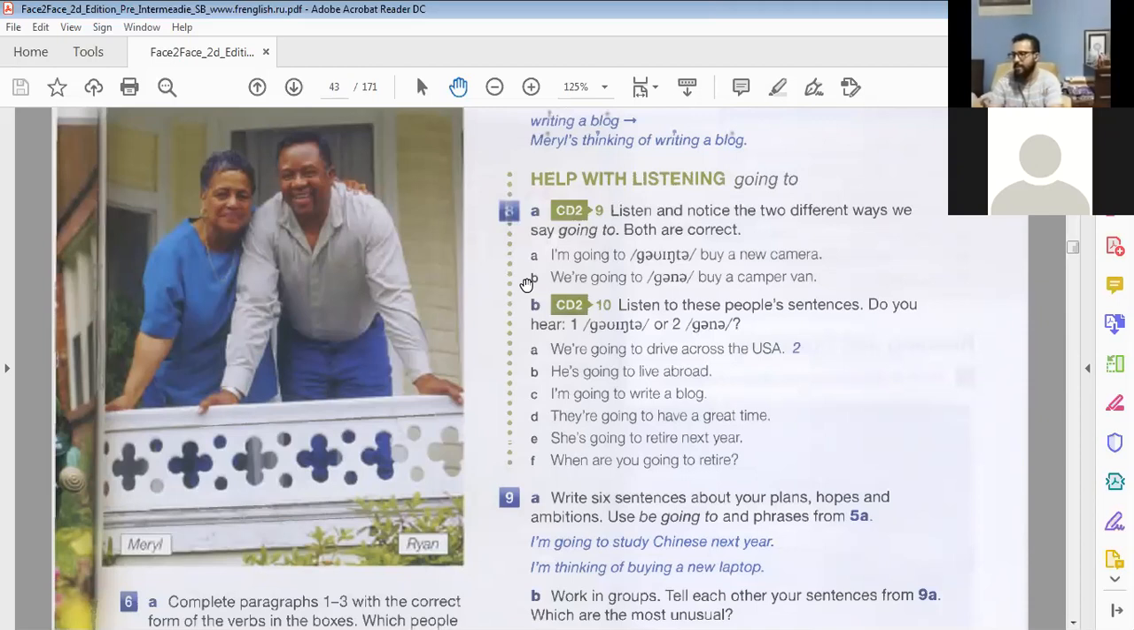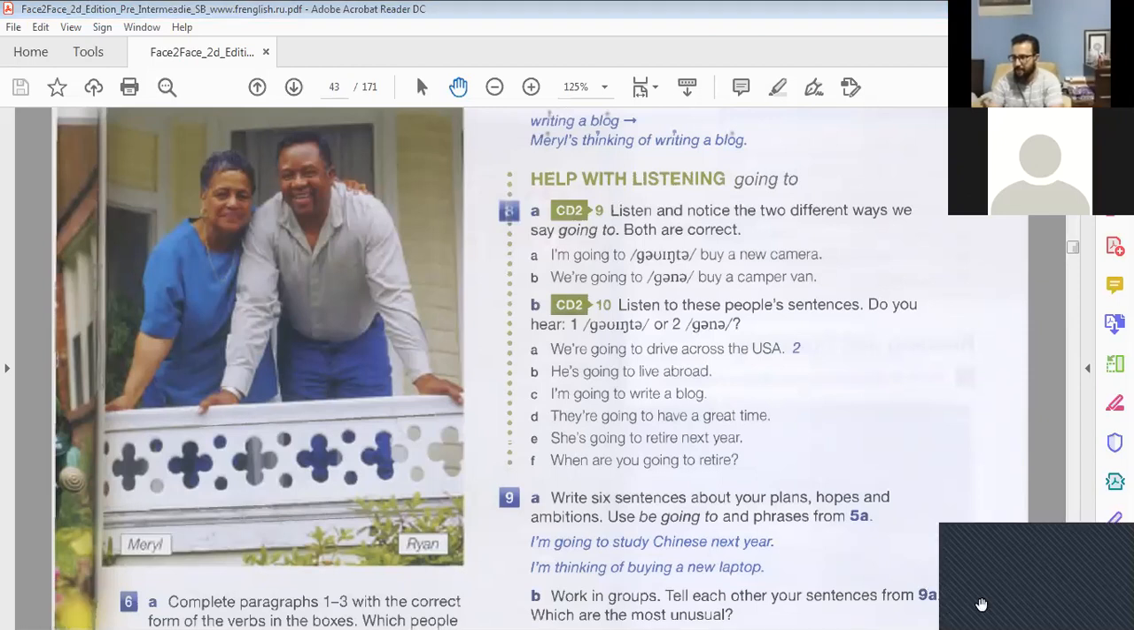All right. Did you hear the two ways? Did you notice the difference? I'll repeat it again. I want you to notice the difference between how the woman says going to and how the man says gonna. So just pay attention to how they say it. I'll play it again. Track 9.